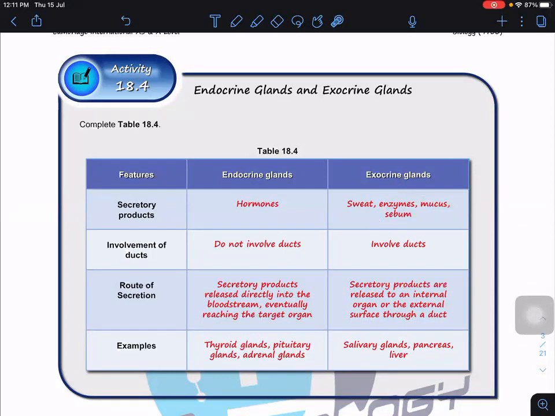So those are the glands that secrete the products onto the epithelium surface. So what is the involvement of duct? Basically, you need a channel to transport the secretion, but endocrine glands do not involve any ducts because the product will be released directly into the bloodstream, that means straight away into the blood capillary.